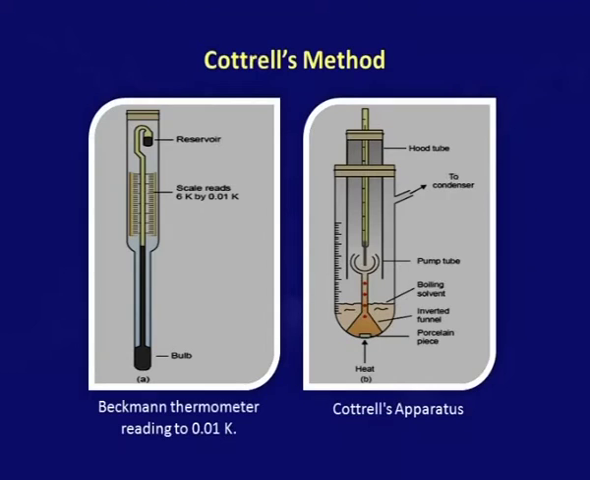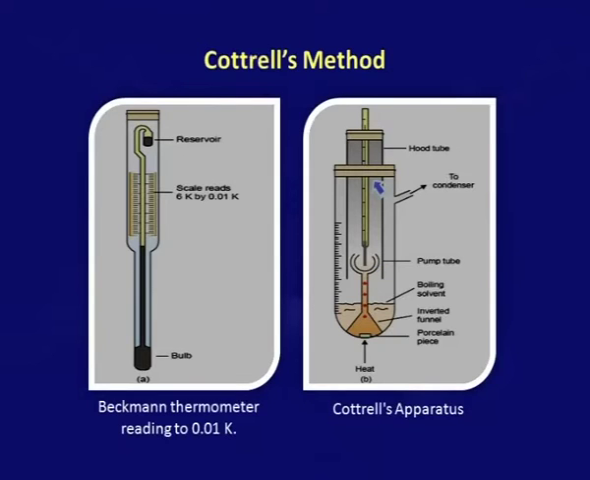The apparatus of Cottrell's method consists of a graduated boiling tube containing solvent or solution, a reflux condenser which returns the vaporized solvent to the boiling tube, and a thermometer reading to 0.01 Kelvin enclosed in a glass hood. A small inverted funnel with a narrow stem.